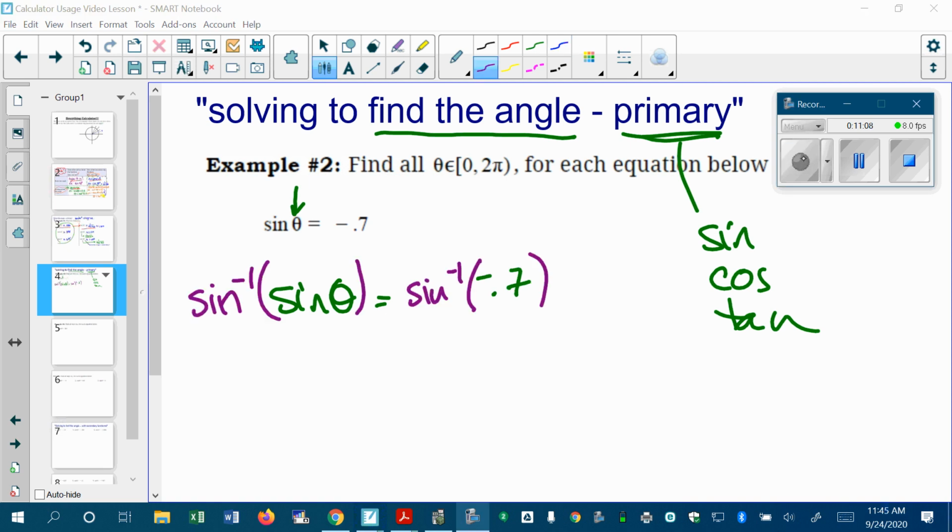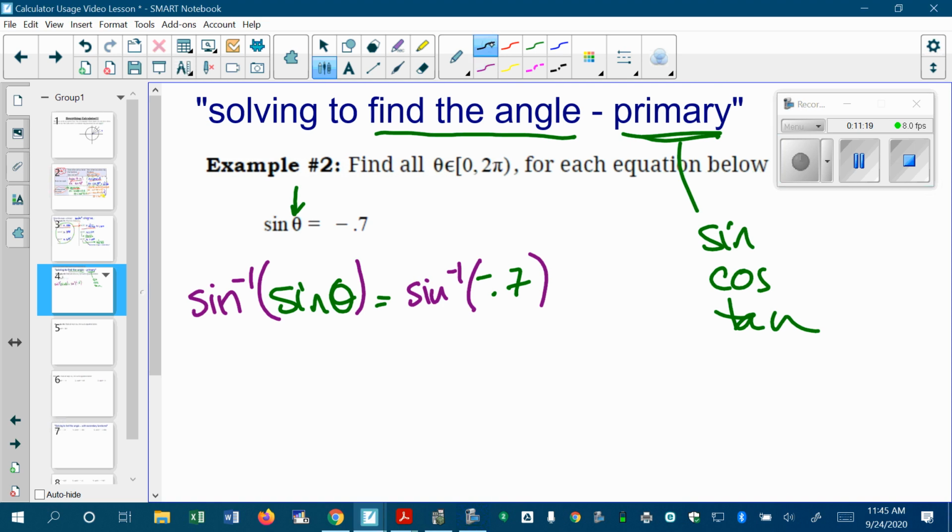So the original equation is in green, and what I've done is I'm taking the inverse sine of the green equation, right? And you do the same thing to both sides when you're doing algebra. So sine and inverse sine are inverse of each other, just like the name suggests. So this would give me theta is the inverse sine of negative 0.7.